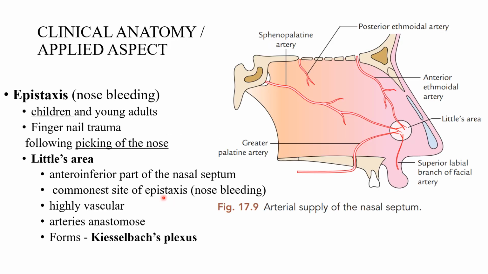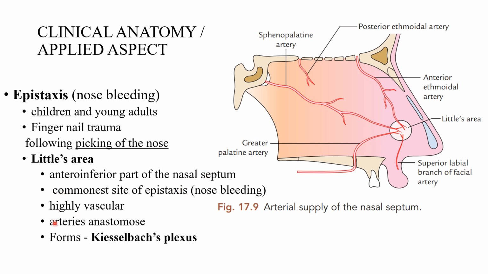The most important clinical aspect here is epistaxis, which means nose bleeding. It can also appear as a clinical case scenario in which, for example, a 10-year-old boy comes to a hospital with nose bleeding, and the parent gives a history of fingernail trauma following picking of the nose. So what happened here is there is damage to the vessels in Little's area. So what is Little's area? Little's area is present in the anterior inferior part of the nasal septum. It is the commonest site of epistaxis.